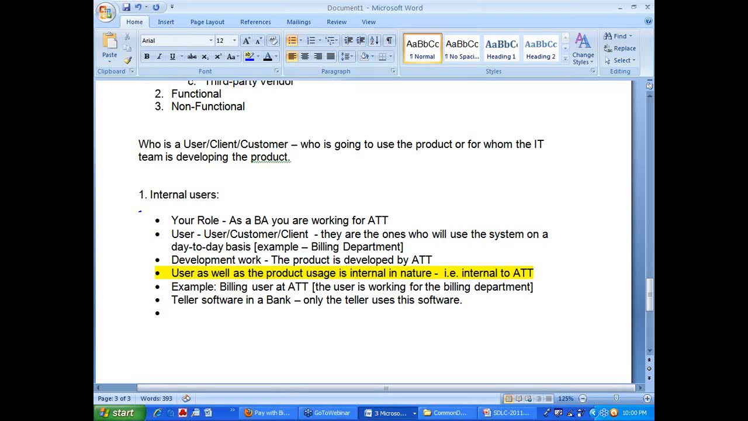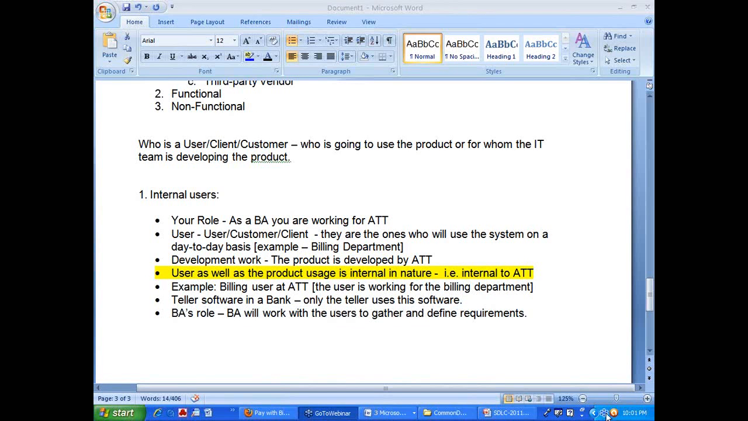So what is your role here? What is the BA's role here? Okay, the BA will work with the users, gather and define requirements. Right? The BA's role will be to work with the users. So this is internal users.